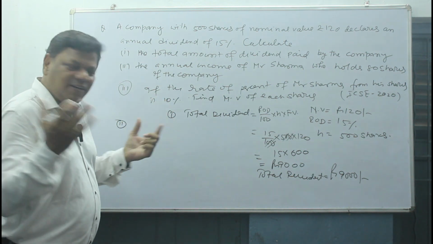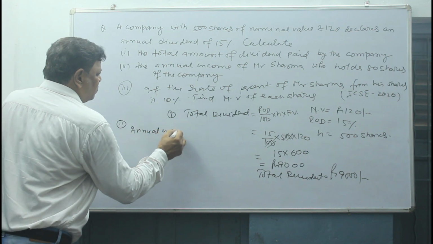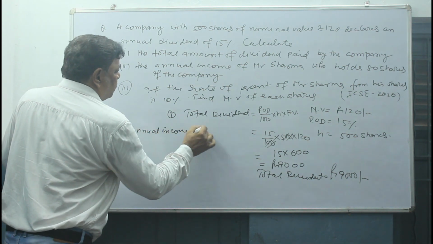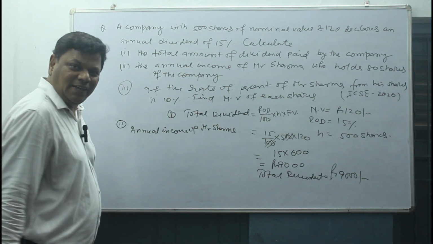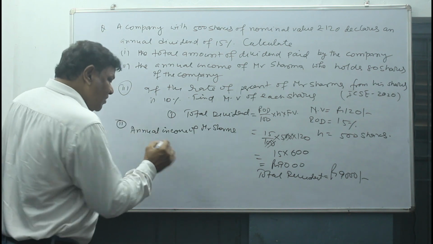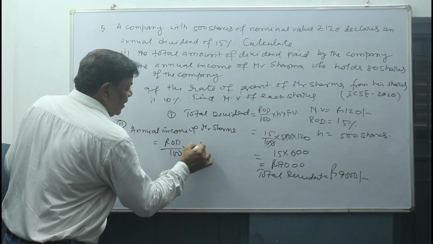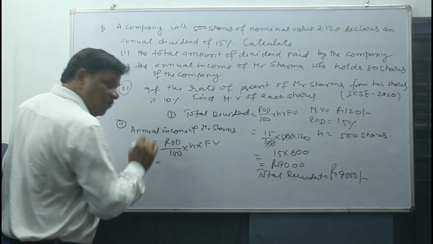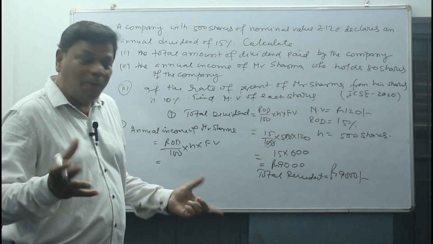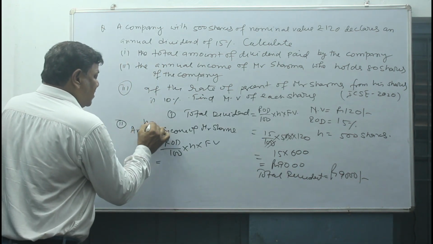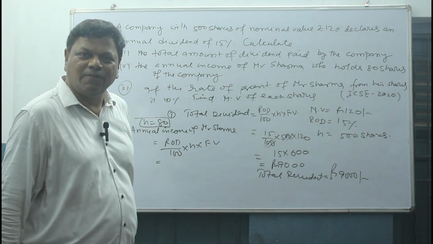Annual income, that is dividend, annual income of Mr. Sharma, we are finding. Okay? So everything is same: rate of dividend by 100 into A into face value. The only difference is that he is having only 80 shares. Here the value of A is changed. Here A, what is given, children? 80. So we have to use this one to find out.